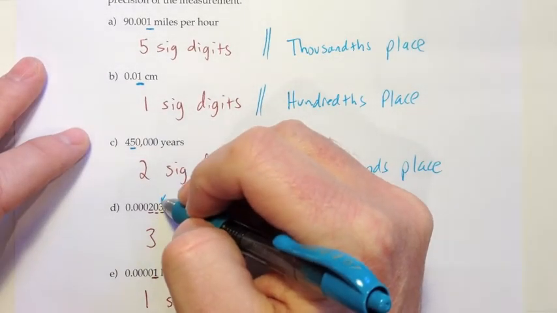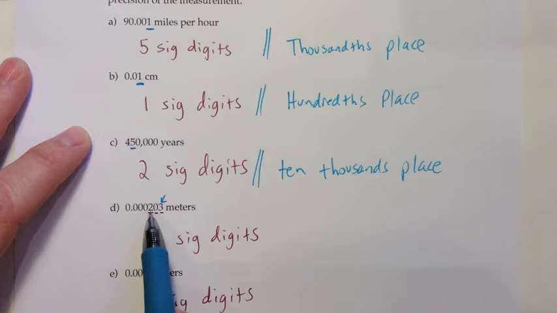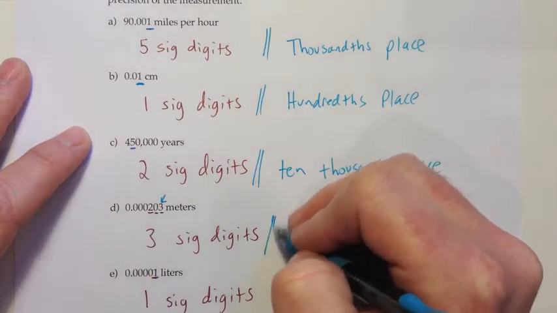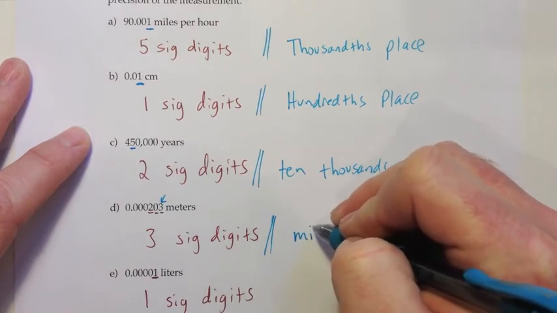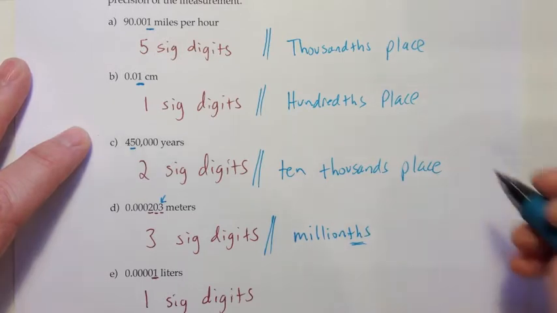The last one is the 3. We'll have to really count that one out because it's way out there. Tenths, hundredths, thousandths, 10,000ths, 100,000ths, millionths. So this would be considered precise to the millionths place. When you have those decimals, make sure you're getting that TH in there.